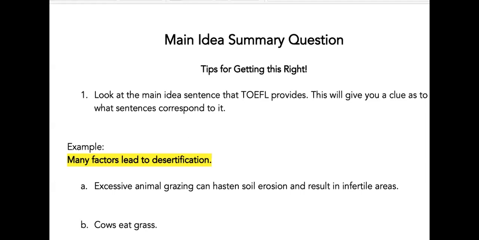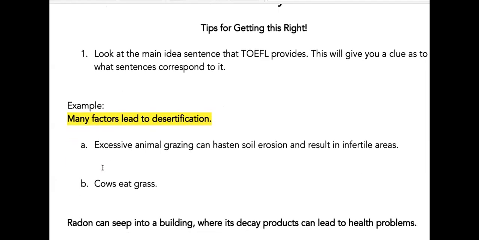I'm going to just take a peek here. Yeah, A, awesome. That's the factor. That's the thing that's explaining how desertification happens. Perfect. Let's go on. We're going to do another one.